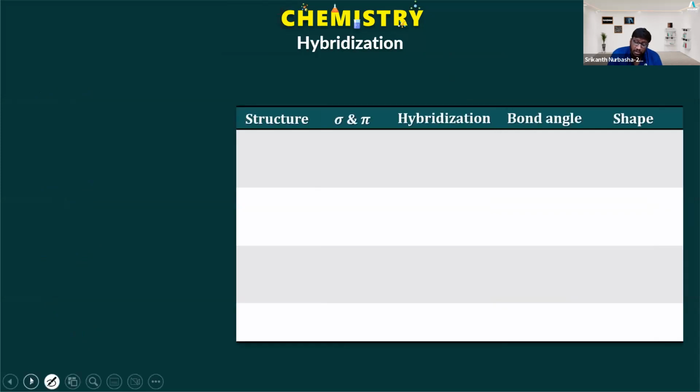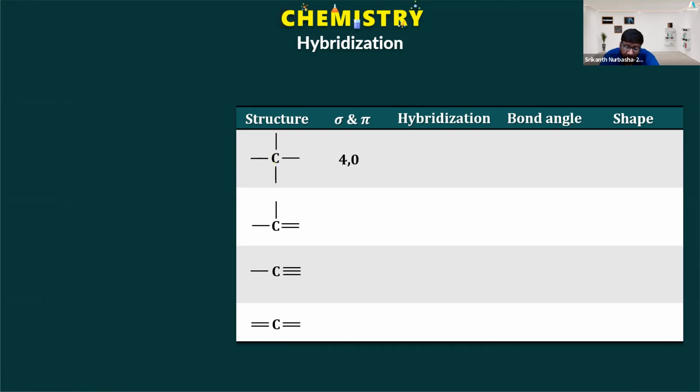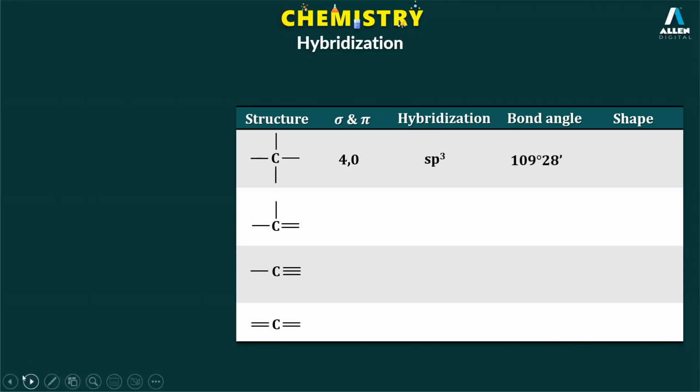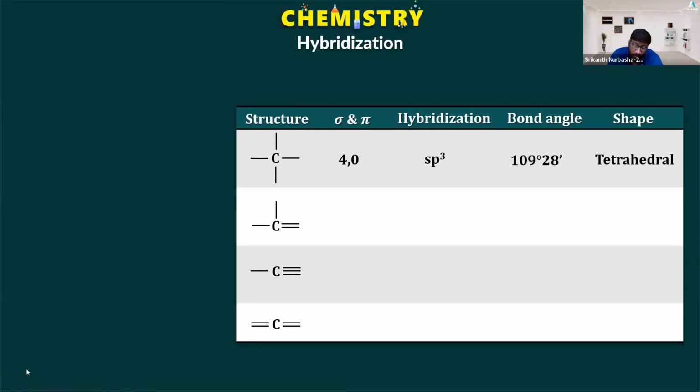Hybridization. If all the carbon atoms in the molecule are connected by single bonds alone, then how many sigma and how many pi bonds can we say? The number of sigma and number of pi. We can say 4 sigma, and how many pi? There was no pi bond, so 0 pi. So what should the hybridization be when we have only carbon-carbon single bonds? Hybridization is going to be sp3. Bond angle will be 109 degrees 28 minutes, approximately 109.5 degrees, and shape is going to be tetrahedral.